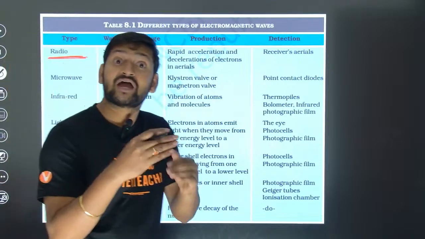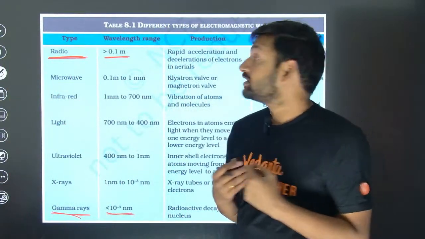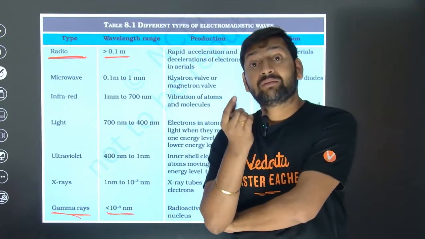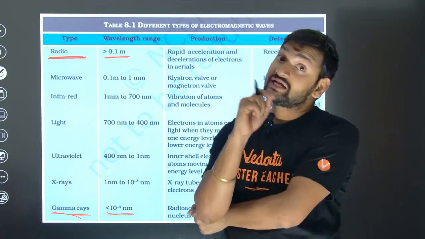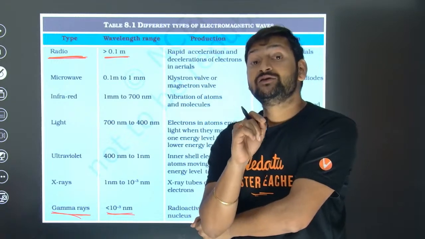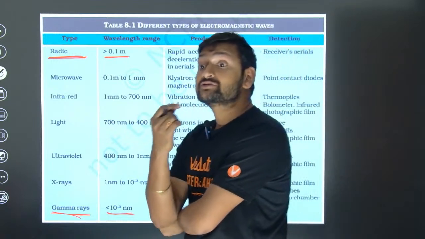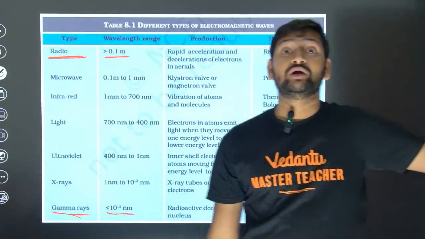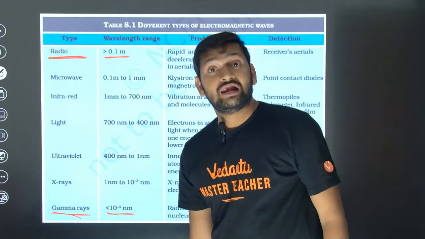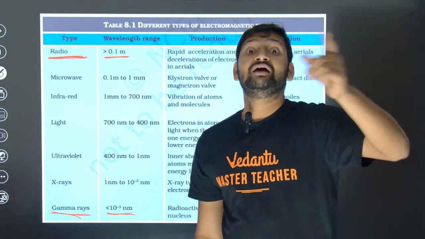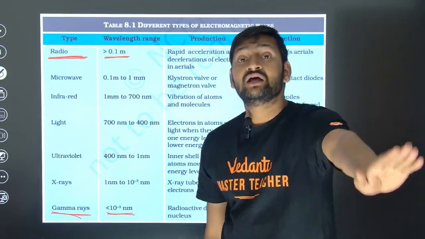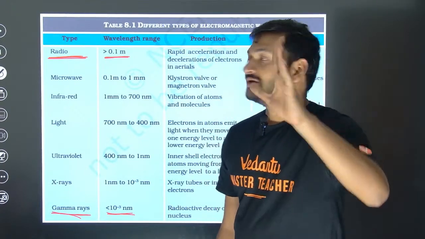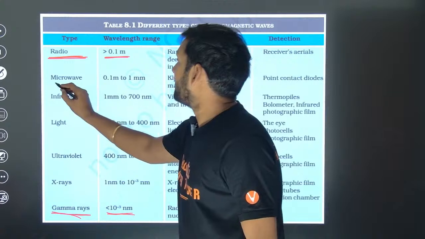They will do the comparison. I am not expecting you to memorize the exact wavelengths, but yes, I am expecting you to know which one has more wavelength and which one has less wavelength. Whichever is going to have more energy is going to have less wavelength. Keep that in mind. Gamma is the dangerous one, and that's the one which is going to have more energy, so less wavelength. Keep that in mind.